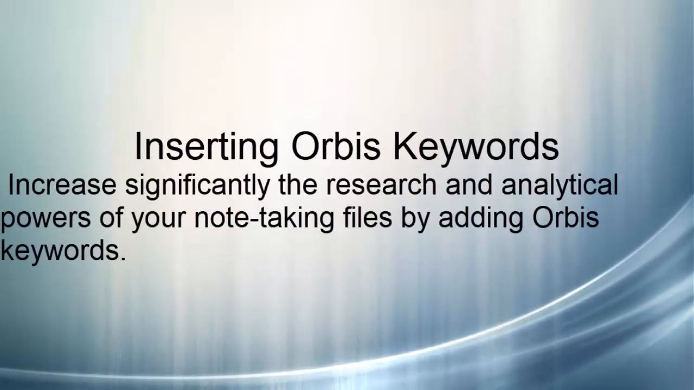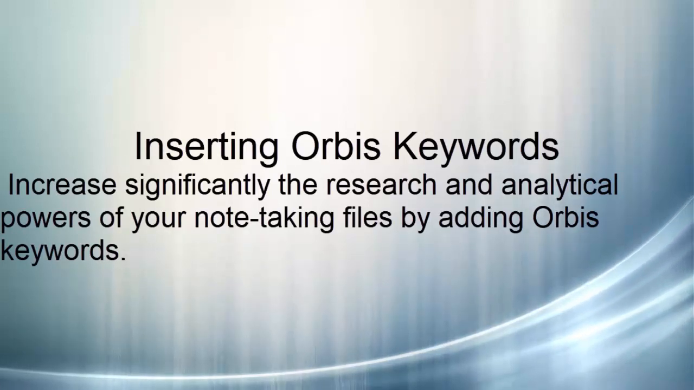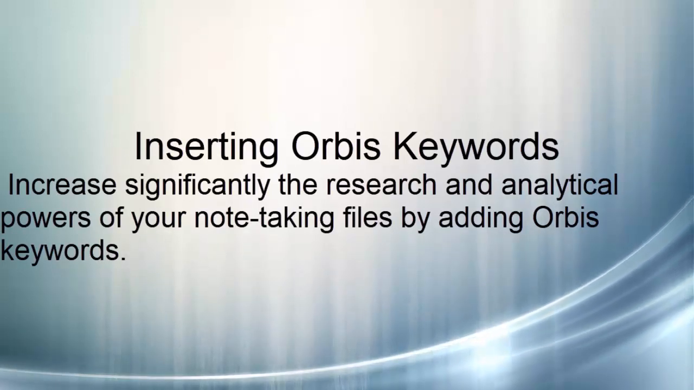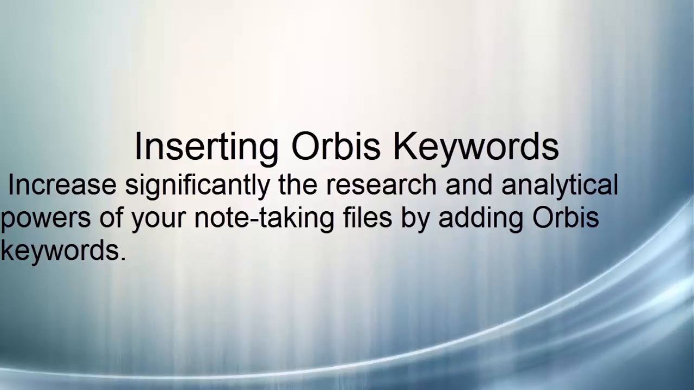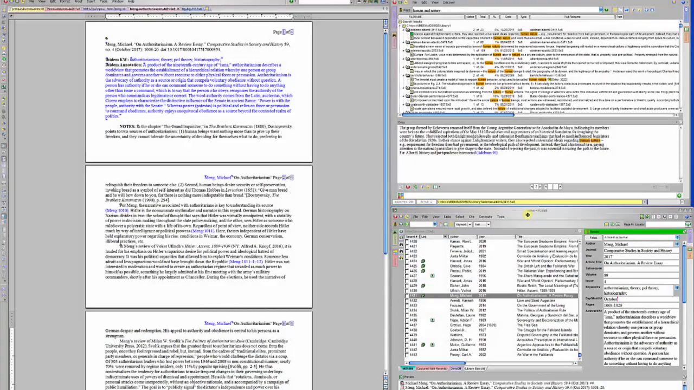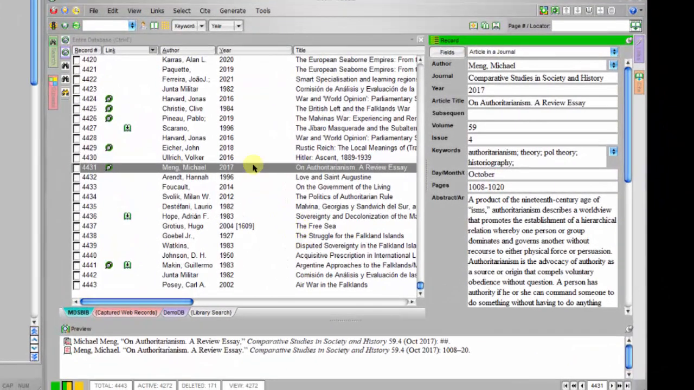Users can increase significantly the research and analytical powers of note-taking files by adding Orbis keywords. Orbis normally indexes all the words in Nota Bene documents, but Orbis keywords are additional terms of your own making that, once inserted into a document, can add conceptual utility to your notes. Here is how to add Orbis keywords.